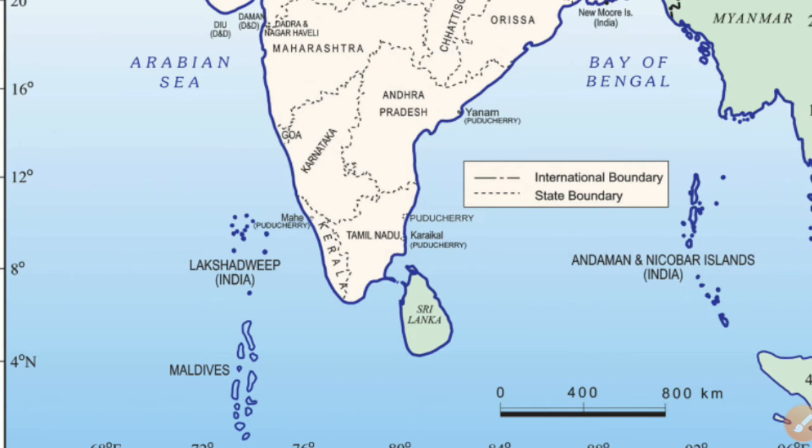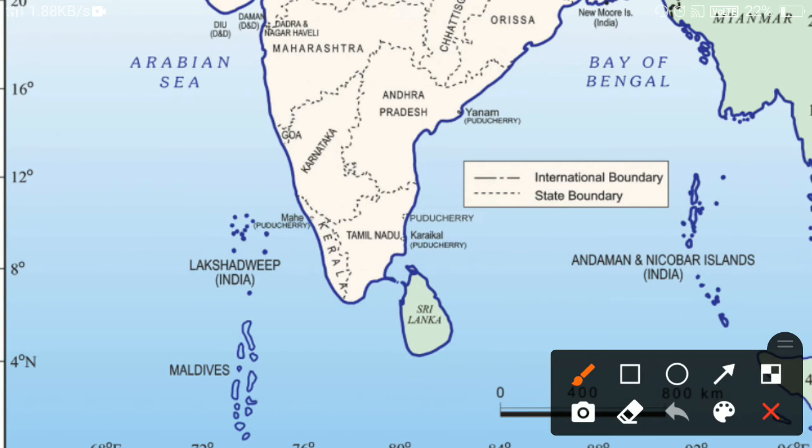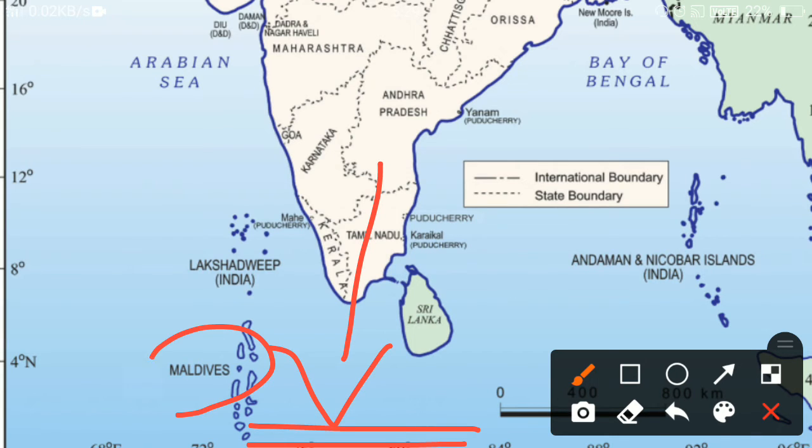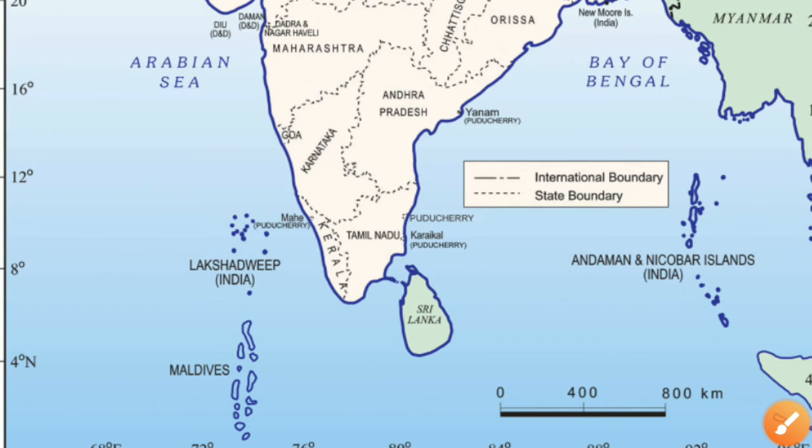Sri Lanka, Maldives and Indonesia are our neighbors in the Indian Ocean. This is the Indian Ocean at the bottom, as I showed you in the previous clip. So this is the southern part and here you can see Maldives and Sri Lanka are our neighborhood countries at the southern part.